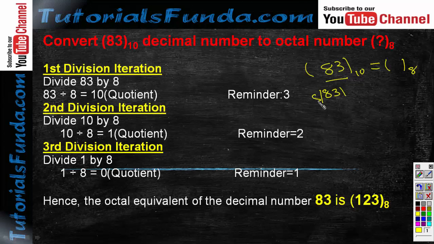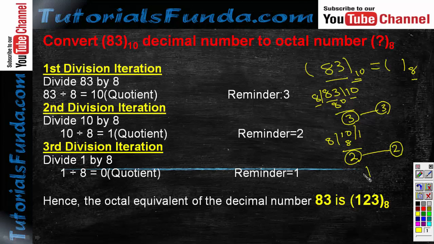Divide by 8. Why 8? Because we are converting from decimal to octal, so our destination is octal, so we divide by 8. The quotient is 10, and the remainder is 3. So record the remainder. Again take the quotient, divide by 8, then you will get quotient 1 and remainder 2, so record the remainder.